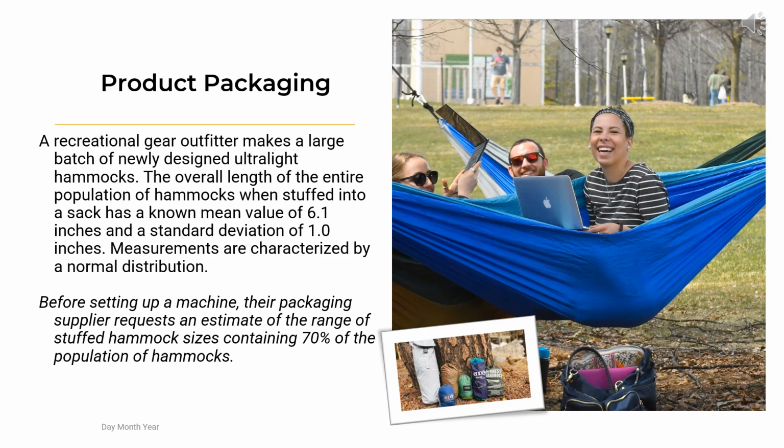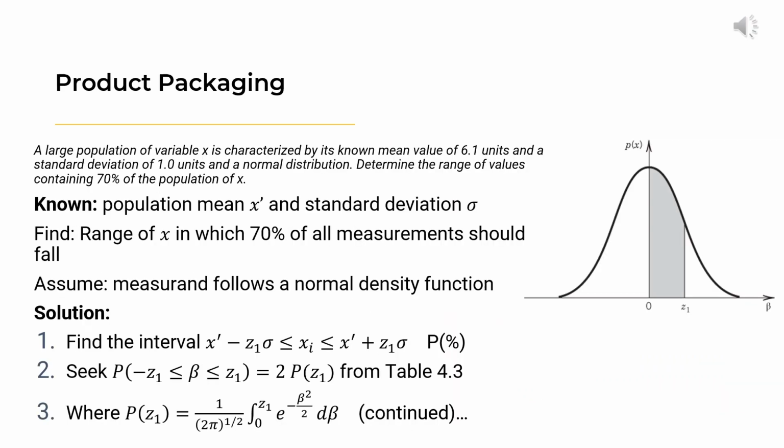Before setting up a machine, their packaging supplier requests an estimate of the range of stuffed hammock sizes containing 70% of the population of hammocks. The solution to this begins by using the z-value that we previously mentioned. For the product packaging problem, we know the population mean x prime is 6.1 and we know the standard deviation sigma is 1.0. We need to find the range of x in which 70% of the measurements should fall, and we're going to assume a normal probability density function.